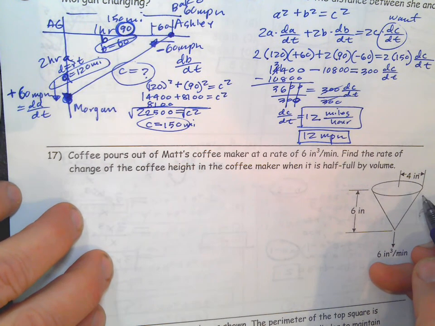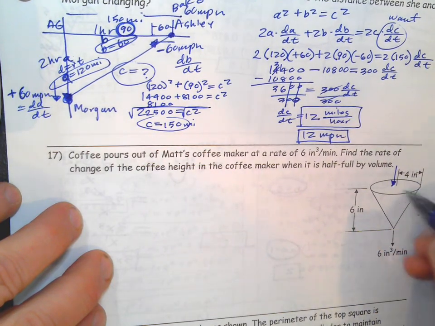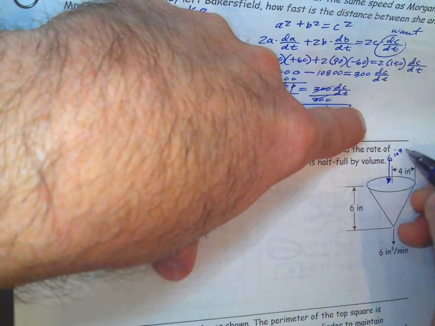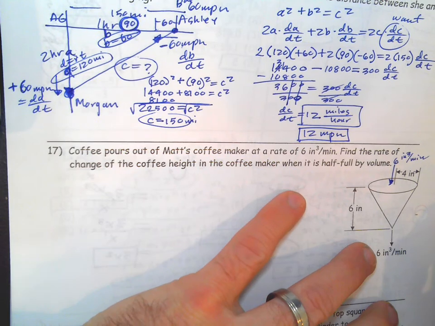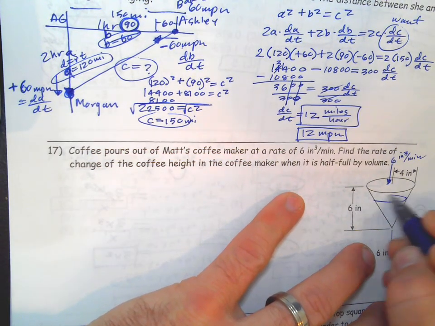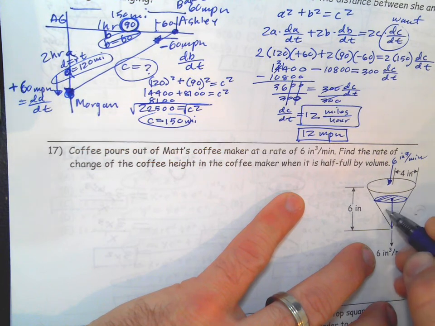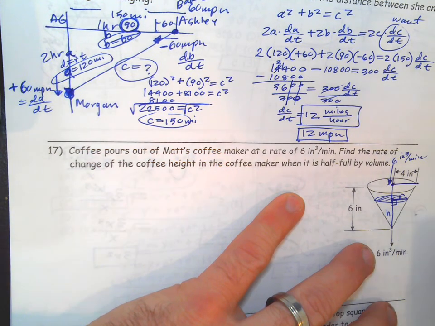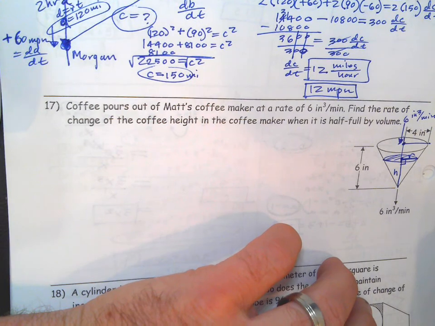Coffee pours into Matt's coffee maker at a rate of, so it's pouring in, this is like a filter, at 6 cubic inches per minute. Find the rate of change of the coffee height. So there's a coffee height in here, and that's H. So we're getting a right triangle here. This is the radius. And then you have the original right triangle. So we're getting similar triangles, of course. Cones, we always use similar triangles.